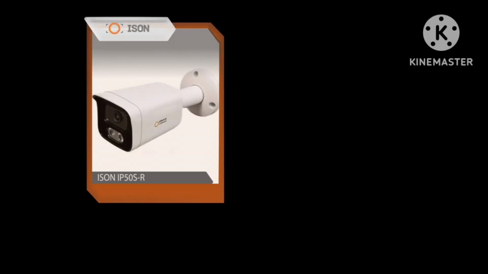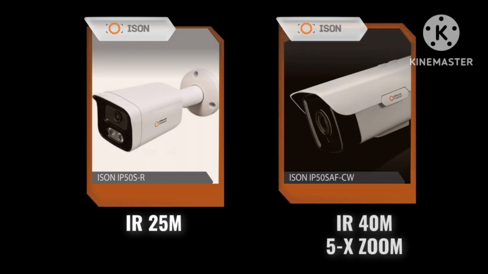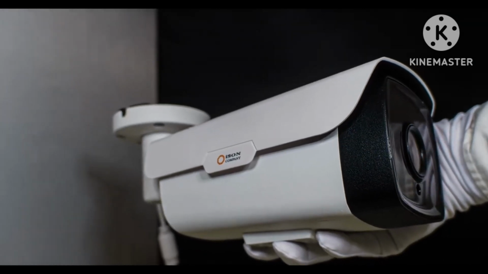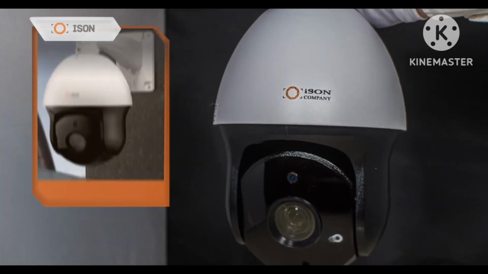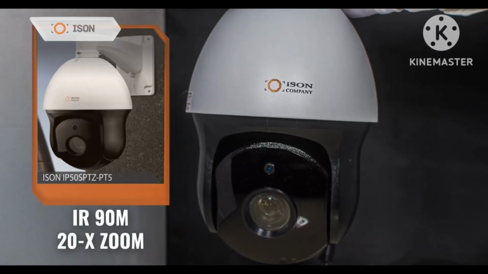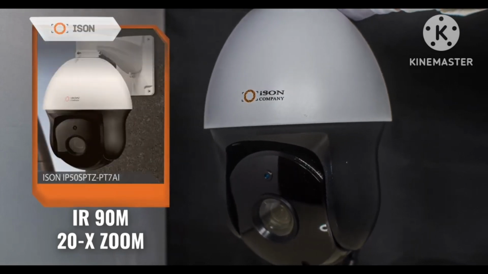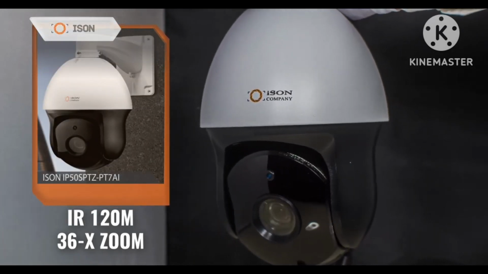Let's look at the difference between the cameras in the popular 5-megapixel segment with Sony sensors and 2K resolution. ISONET 50 Siemens R is a CCTV camera without zoom with night shooting up to 25 meters. ISONET IP50 SAFCW is essentially the same camera with 5x electronic zoom and night shooting up to 40 meters. Also note that cameras with zoom are always 2 times larger than the usual size. ISONET IP50 SPDZ PD5 is a camera with 20x zoom and night shooting up to 90 meters, and ISONET IP50 SPDZ PD7AI is a camera with 36x zoom and night shooting up to 120 meters.